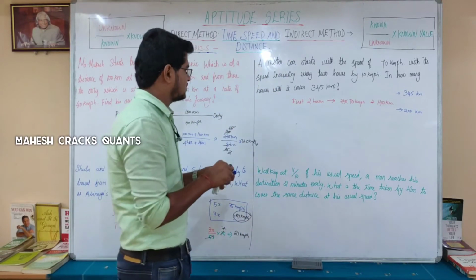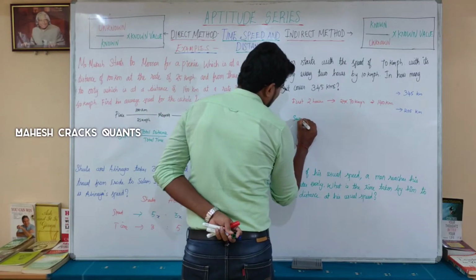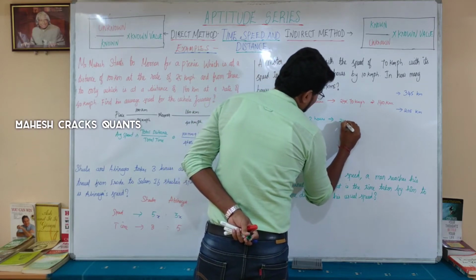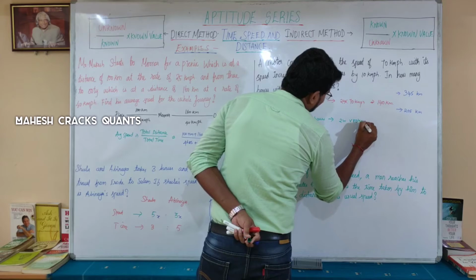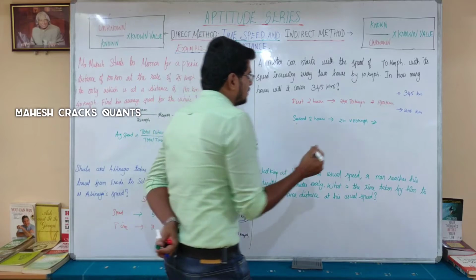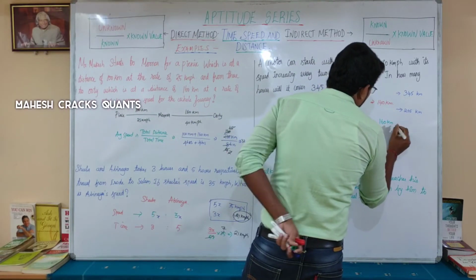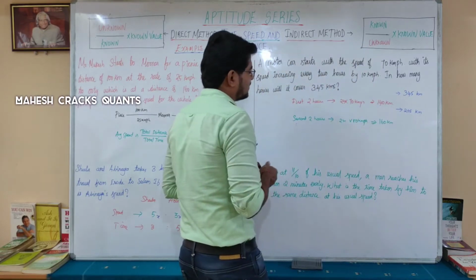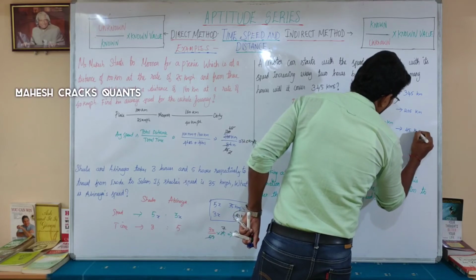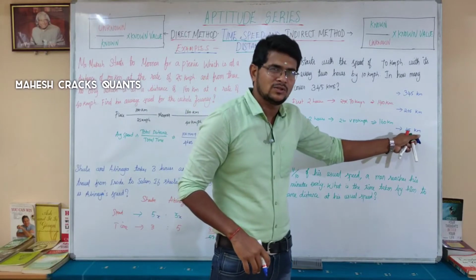The second 2 hours, what is the speed of the second 2 hours? 2 hours into 80 km per hour, which means 2 into 80, 160 km. That motor car could have covered 160 km. So after covering 160 km, what is the remaining distance to be covered? Only 45 km, because after subtracting 160 from 205, only 45 km should be covered.